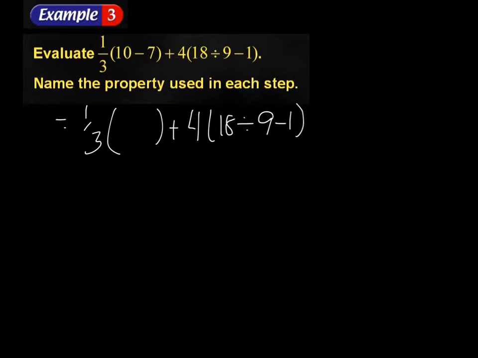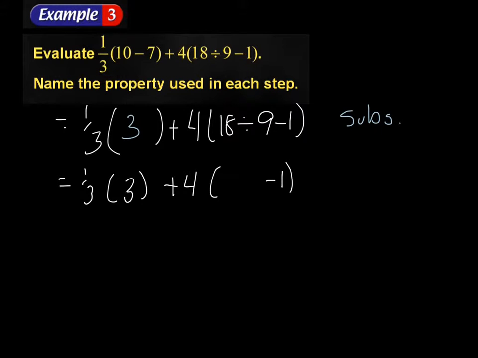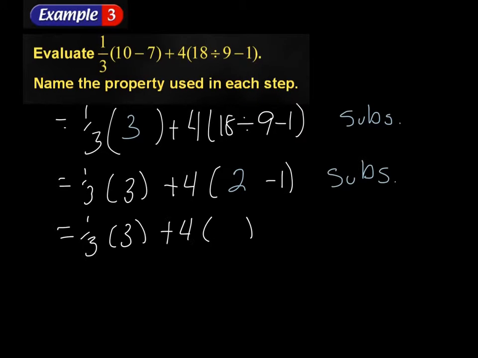So the first thing we would do with PEMDAS is 10 minus 7 is 3. We just subtracted, so that's substitution. And I abbreviate a lot. 18 divided by 9 is 2. So again, substitution. And you can be free to abbreviate as well. 2 minus 1 is 1. Once again, nothing special, just a substitution.